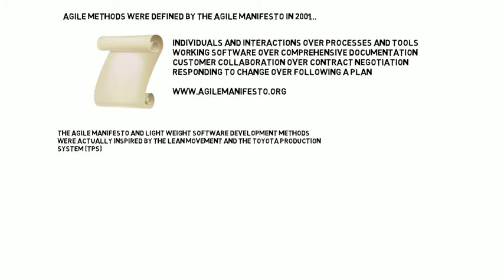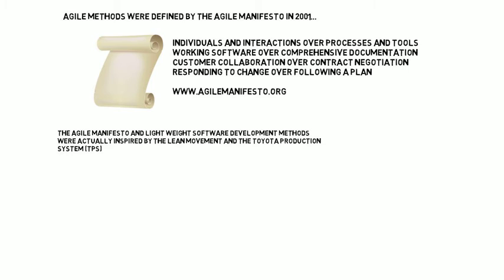It was originally signed by 17 developers of lightweight software development methods at Snowbird Resort in Utah. And the Agile Manifesto says that individuals and interactions are valued over processes and tools, that working software is valued over comprehensive documentation, that customer collaboration is valued over contract negotiation, and that responding to change is valued over following a plan. You can see agilemanifesto.org for all the details of that and some of the principles. There are 12 principles as well to go along with that.